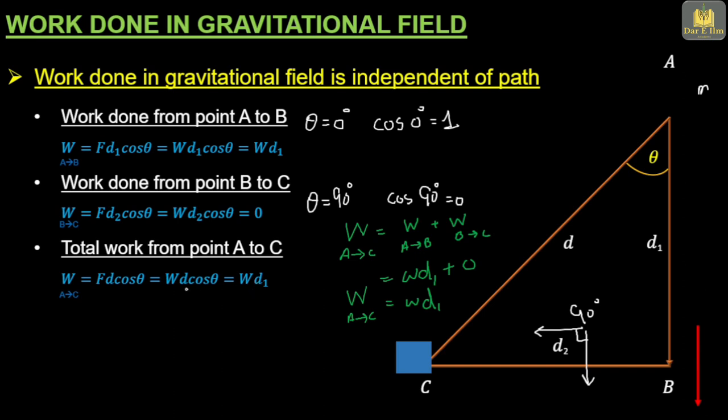Now the question arises, how do I replace this D cos theta with D1? So let's check it out. According to this angle, side BC is the perpendicular, side AB is the base and side AC is the hypotenuse.